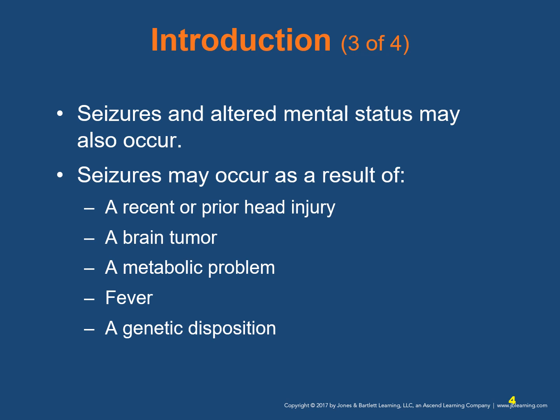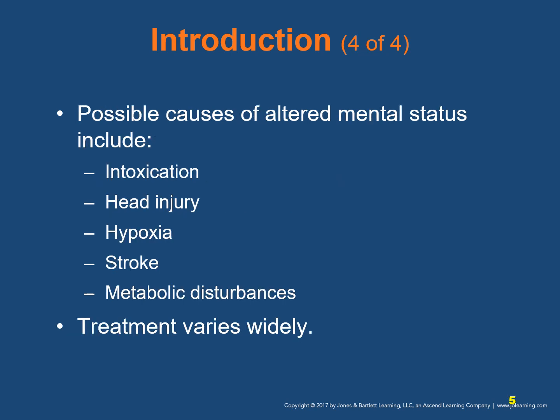Seizures and altered mental status may also occur when there is a disorder in the brain. Seizures may occur as a result of a recent or prior head injury, a brain tumor, a metabolic problem, fever, or a genetic disposition. Altered mental status is a common presentation in patients with a wide variety of medical problems. Some possible causes include intoxication, head injury, hypoxia, stroke, and metabolic disturbances, and treatment varies widely.